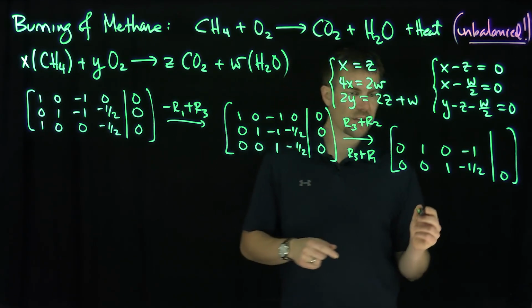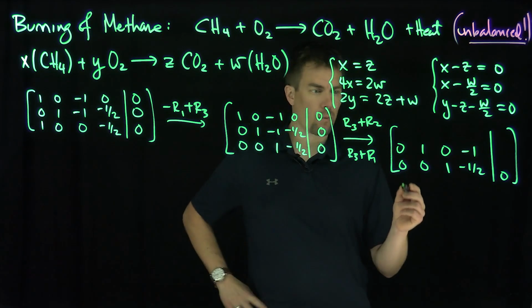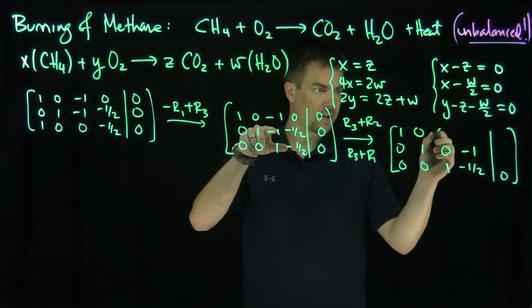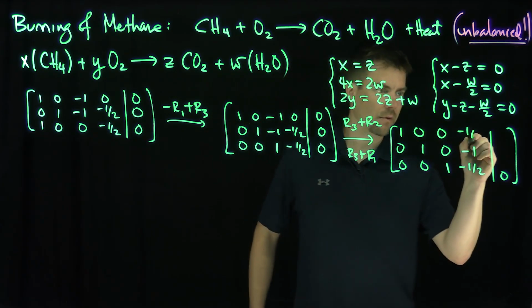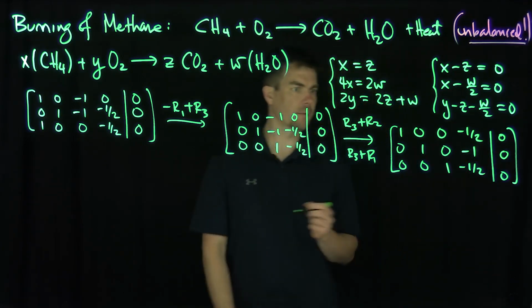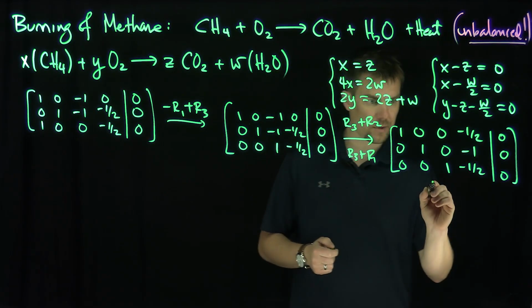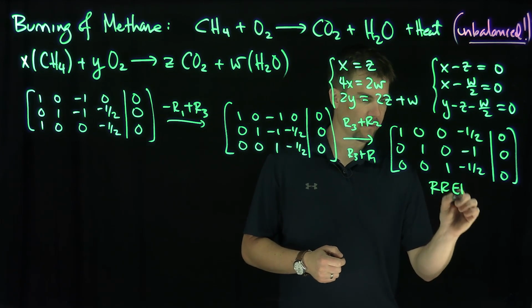Good. And we do the same thing over here. So I'm going to do row 3 plus row 1. Row 3 plus row 1, I'm going to get a 1, a 0, a 0 over here, and then a negative 1 half over here. And those zeros stay put. Now I'm in reduced row echelon form. This is reduced row echelon form.